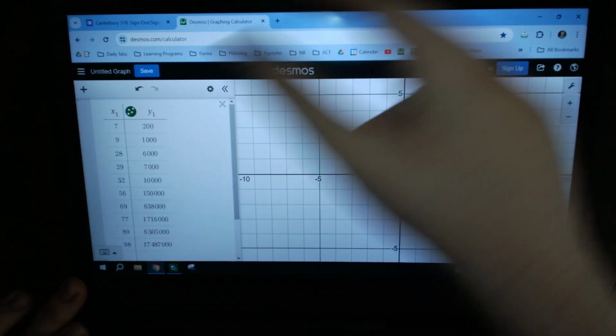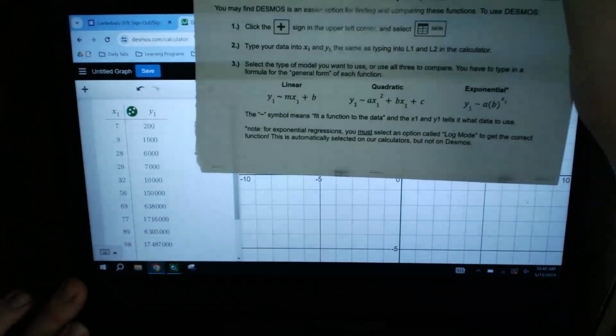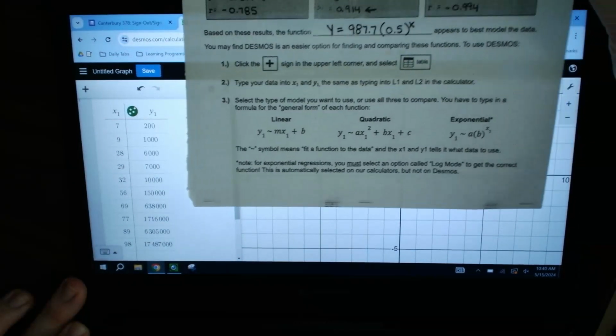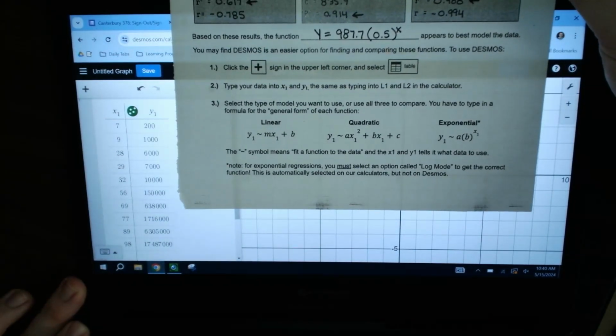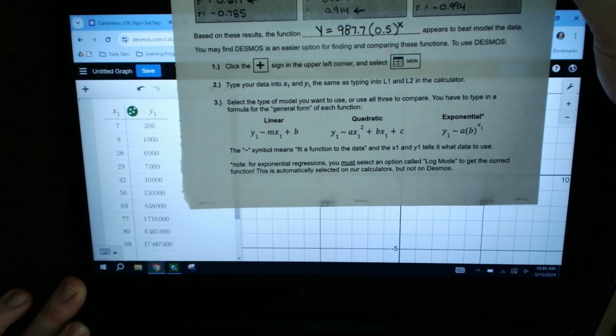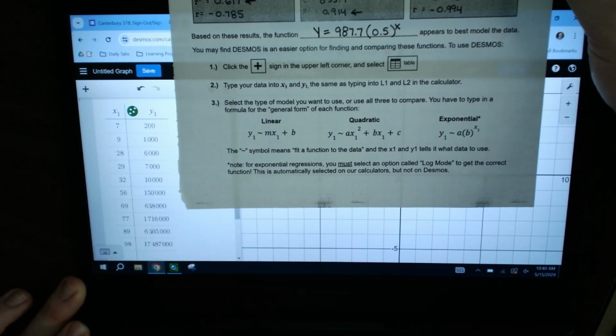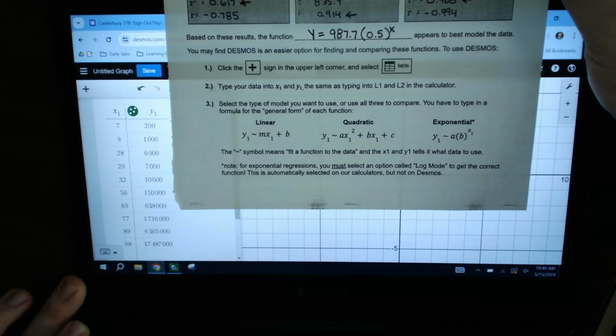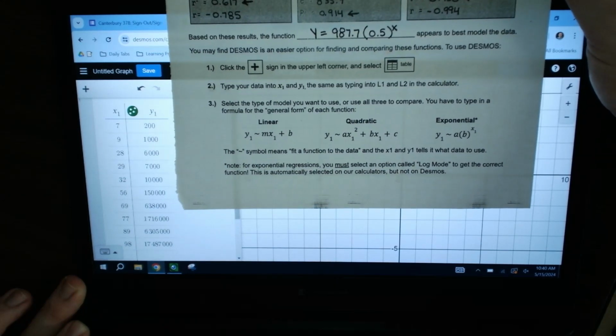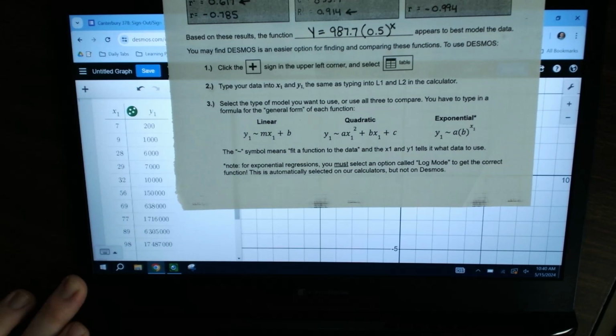So at the bottom of your notes, it has the rest of the instructions. We've typed our data into X1 and Y1. Number 3 says select the type of model you want to use, or use all 3 to compare. You have to type in a formula for the general form of each function. This is the part where Desmos makes it seem like, wait, how is this easier? It honestly is a little bit easier than your calculator.